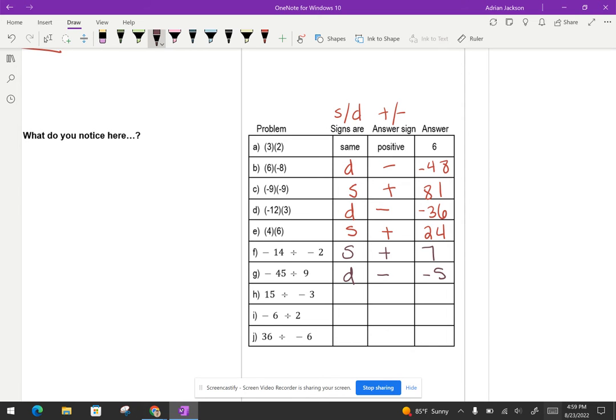15 divided by negative 3, signs are different. My answer is negative 3, so negative for my answer sign. Negative 6 divided by 2, signs are different. Oh wait, sorry, the one up here was negative 5. I was looking at this one here. So negative 6 divided by 2 is negative 3, and so my answer is negative. And then for our last one, our signs are different. The answer is negative 6, so the answer sign is negative.